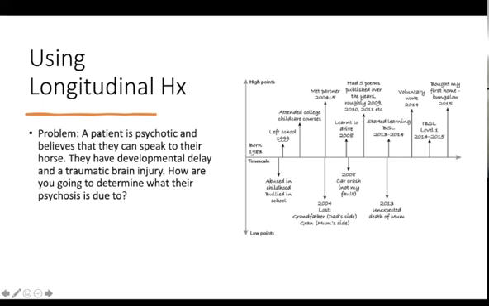So let's say a patient is psychotic. This is another example, and they believe that they can speak to their horse. This is a true story. They have a developmental delay and a traumatic brain injury. How are you going to determine what their psychosis is due to? So this is another example. Head injuries can also cause psychosis. How do I know that it's due to a head injury or it's due to like schizophrenia or something else?